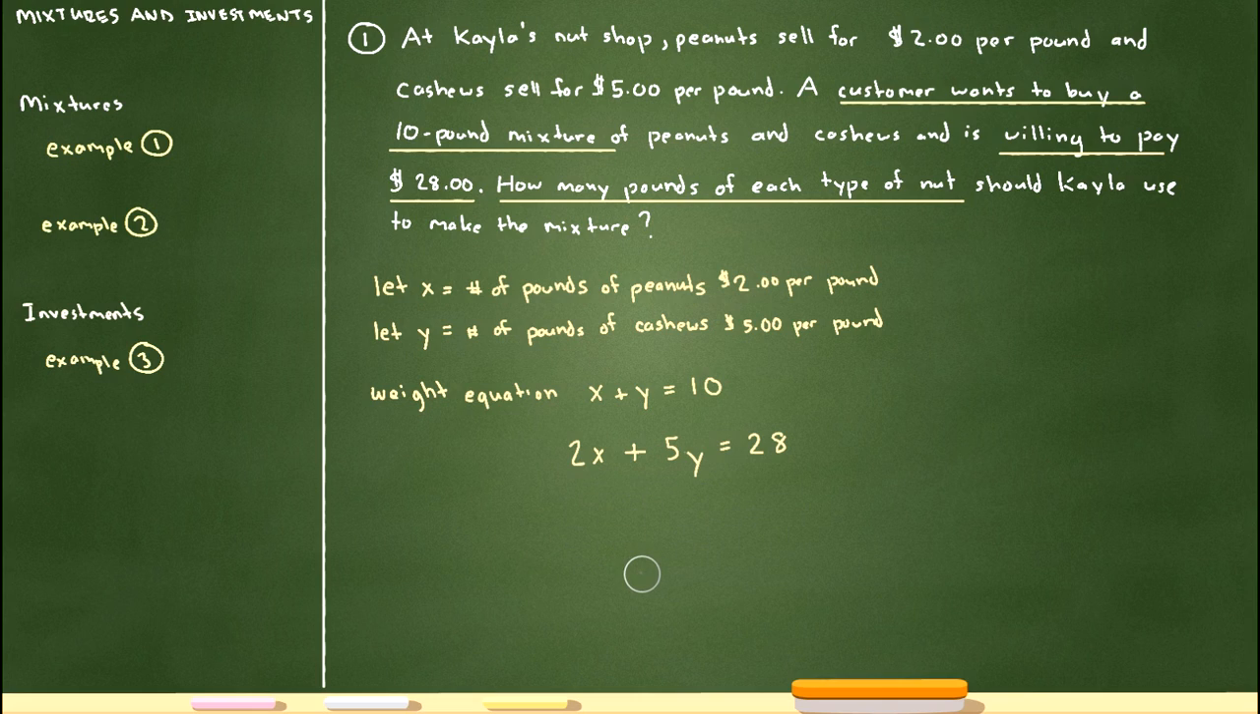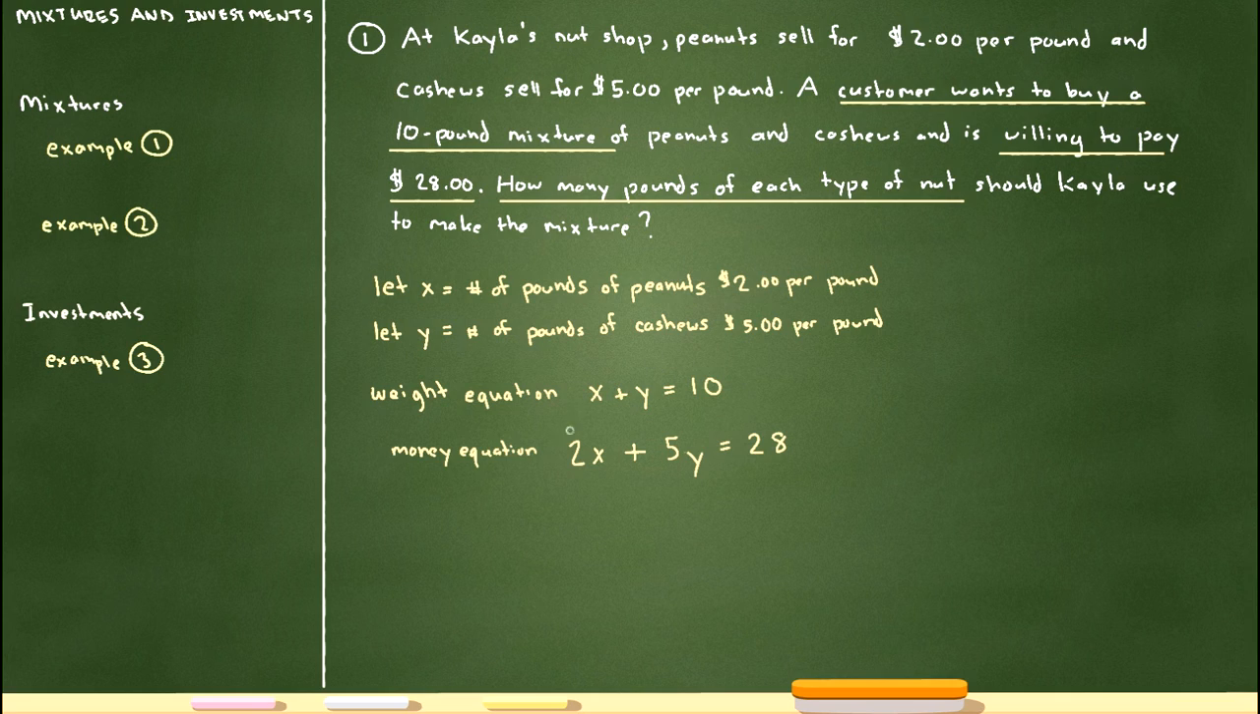We don't need that. So if you want, you could call this equation here the money equation, because it deals with our money. Okay, so here's the situation. In all of these mixtures and investment problems, this is going to be the setup pretty much.